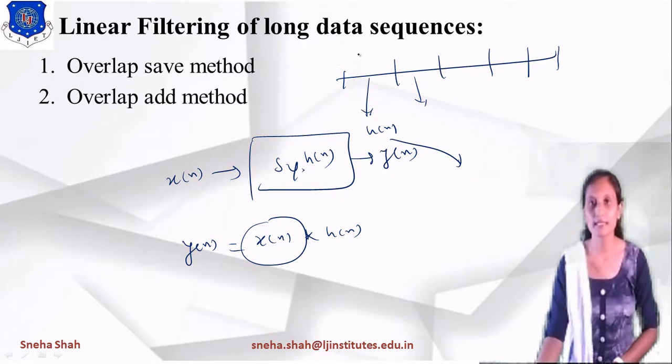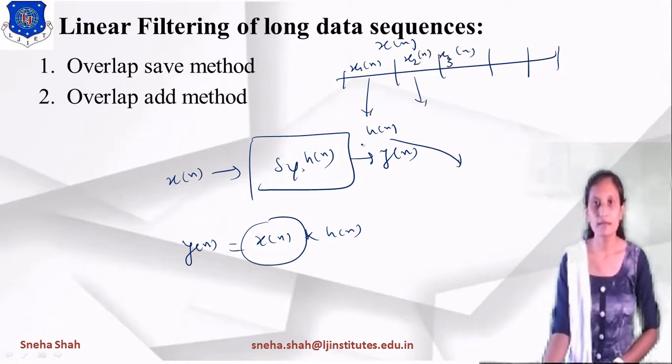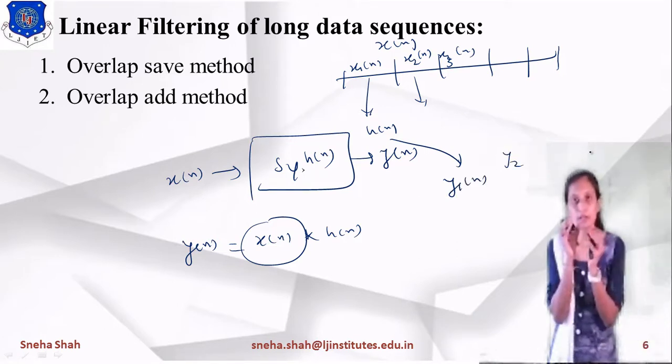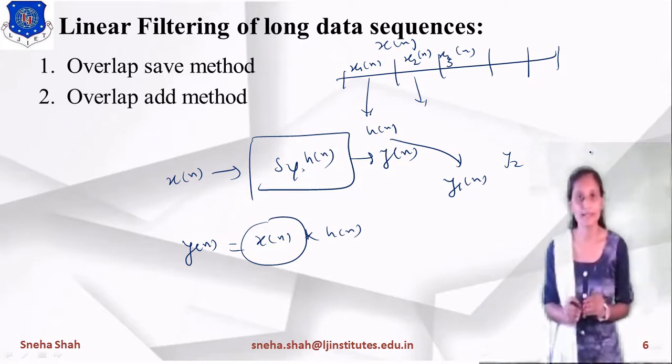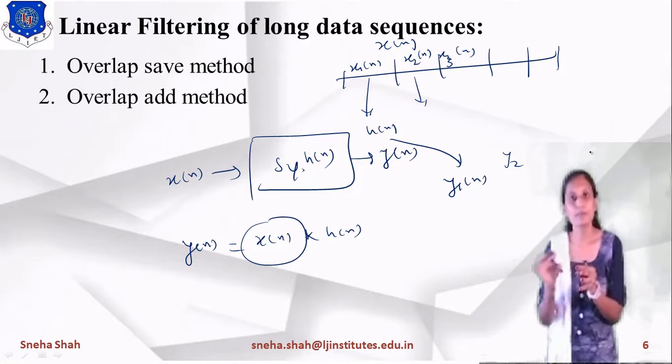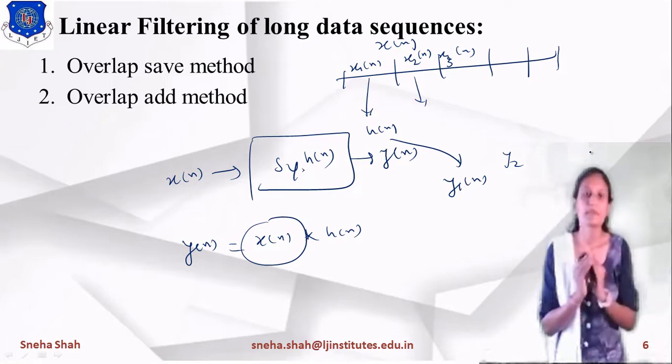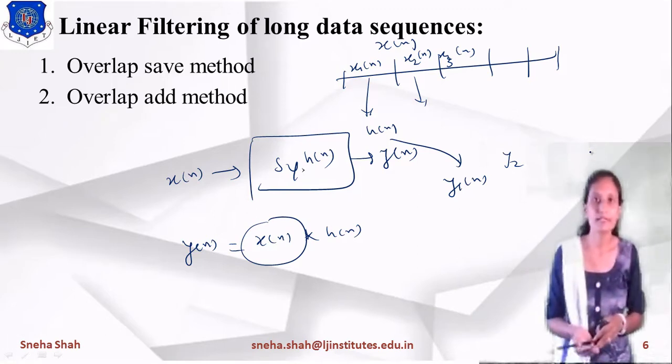Suppose I am taking this as an input x of n; this will be divided into a number of terms like x1 of n, x2 of n, x3 of n, likewise. These will be convolved with h of n, so it will give you the outputs y1 of n, y2 of n, likewise. So for smaller data sequences, it will give you the convolved output properly, right? And then afterwards it will merge all the data sequences, so it will give you the linear filtering like this.